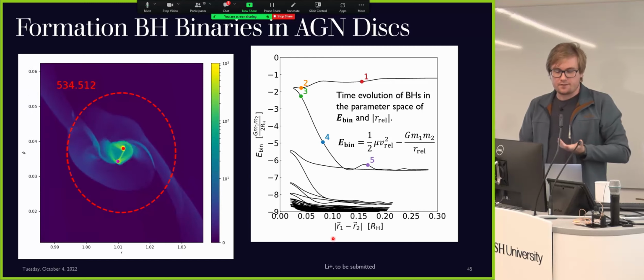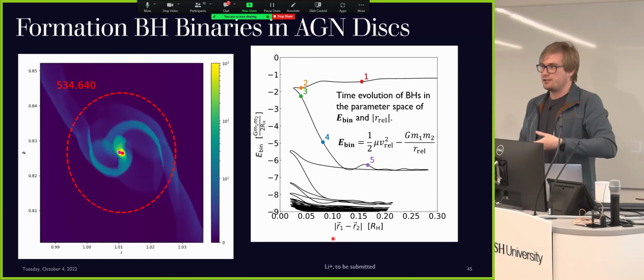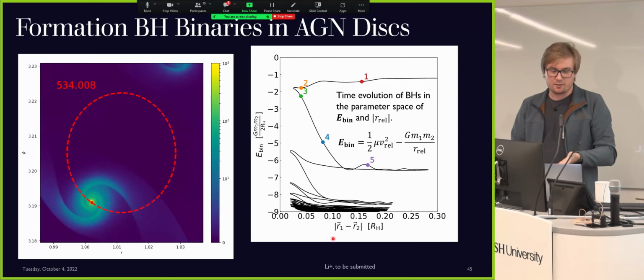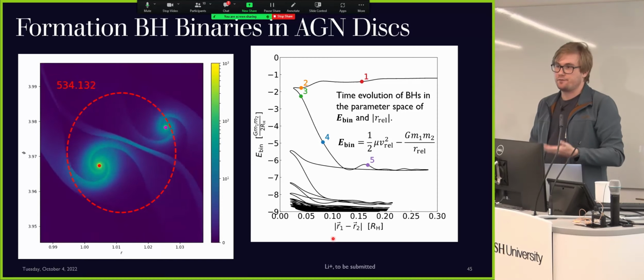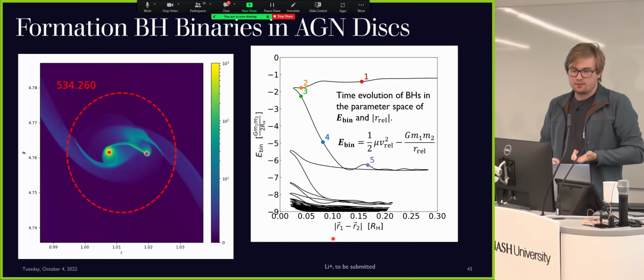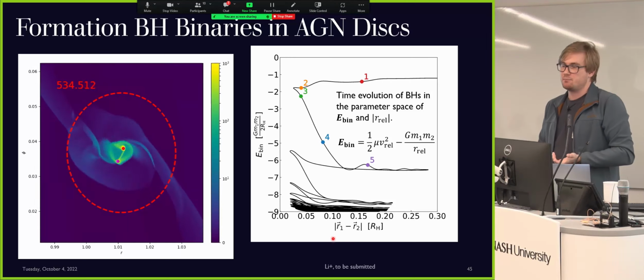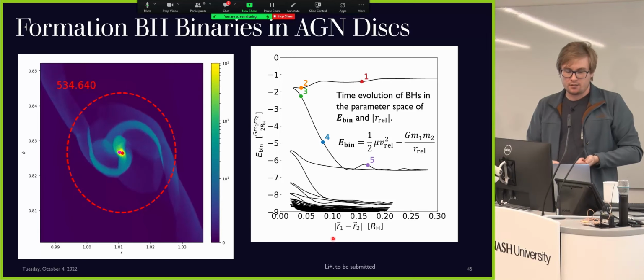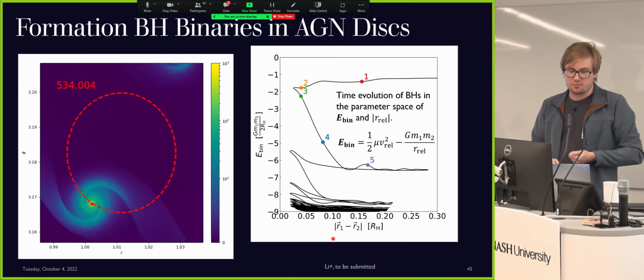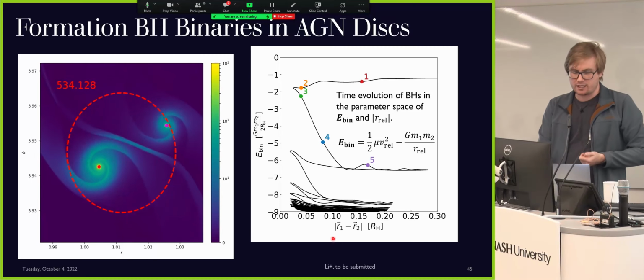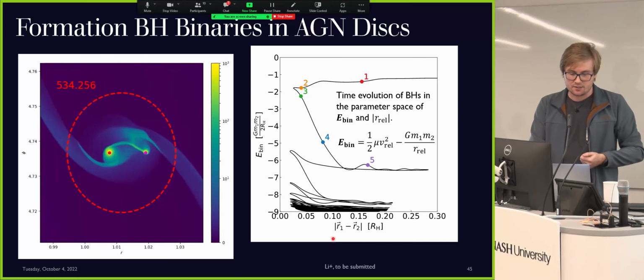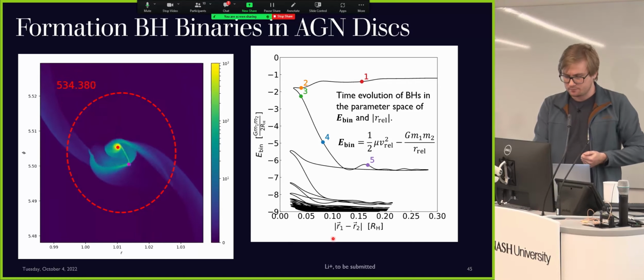So if the black holes are there and there's enough of them that these interactions are frequent enough, it seems quite easy to form these binaries inside of an AGN disk. And it obviously opens up the possibility of there being electromagnetic counterparts to this formation mechanism as well.